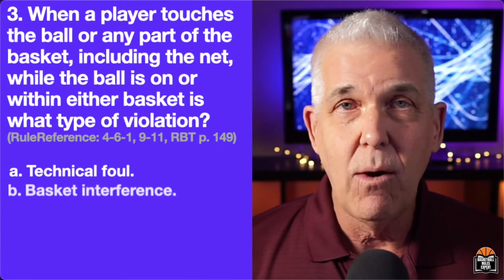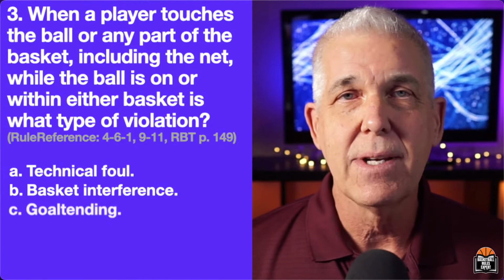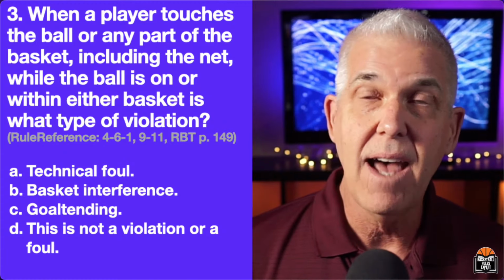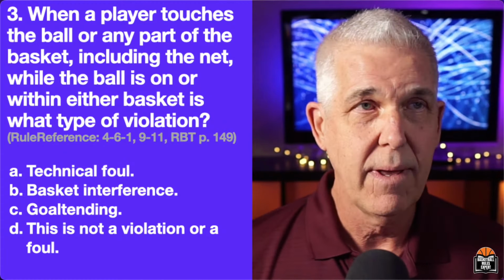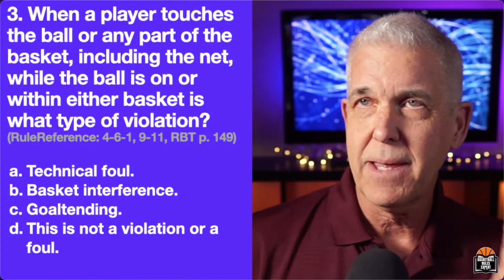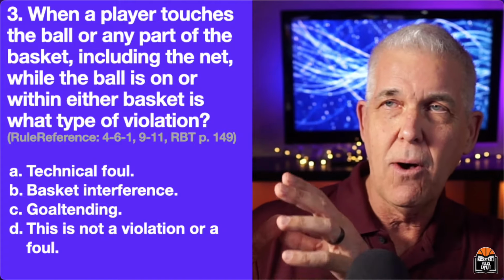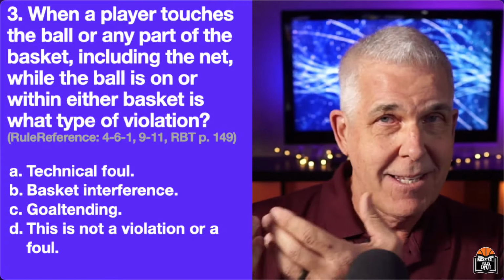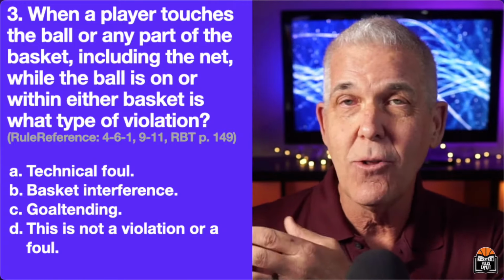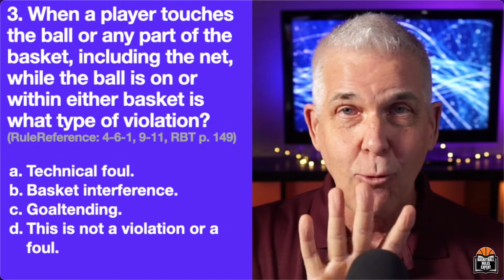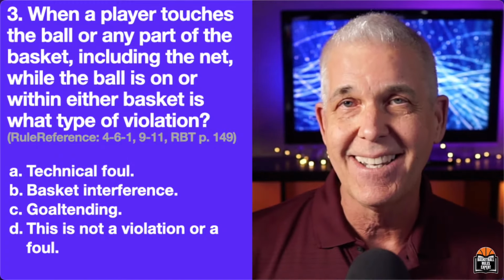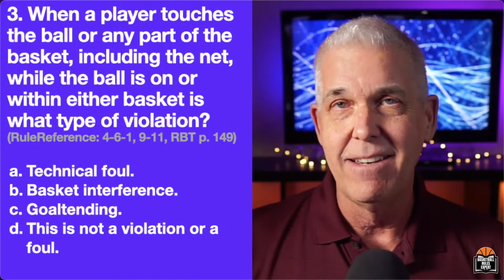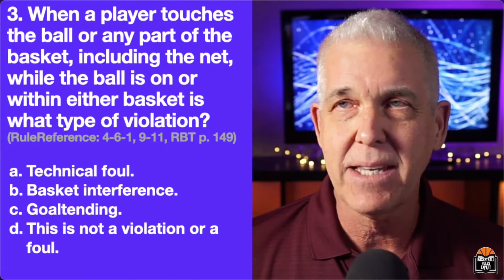A, a technical foul. B, basket interference. C, goaltending. Or D, this is not a violation or a foul, right? So there's a couple key things here. Player touches the ball or any part of the basket, including the net. That doesn't actually have to be added because we know that by rule, we find in Rule 4 that the basket is the ring, the flange, and the net. It's all considered to be part of the basket.